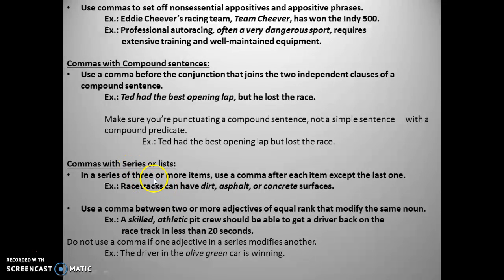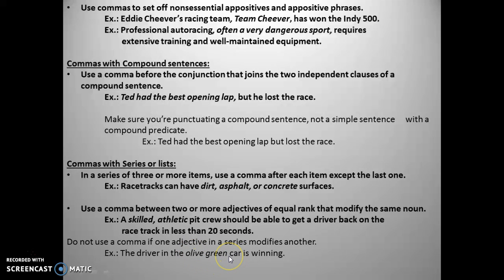In series or lists, commas separate the items. They should follow every item except the last one. And that's with a list of objects. When you have a series of adjectives, you separate the adjectives with a comma as well, unless one of the adjectives is describing the other. When we look here, we have skilled and athletic, both describing pit crew. A comma is needed. Here, olive isn't describing car.